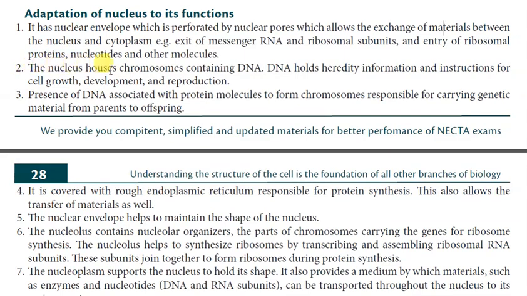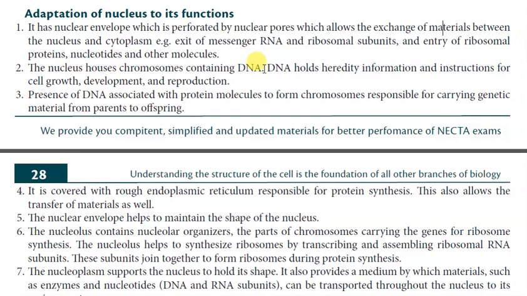Number 2, the nucleus houses chromosomes containing DNA. Now what is the DNA for? DNA holds hereditary material or hereditary information and instruction for cell growth, development and reproduction. So tunaposema the nucleus houses chromosome containing DNA, now this is not the adaptation.